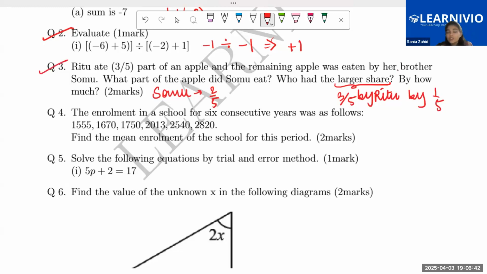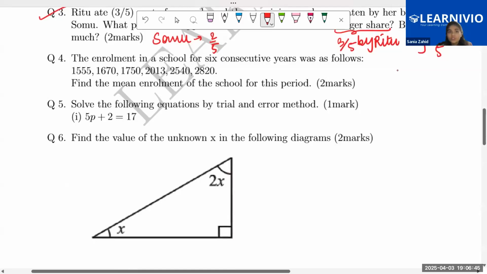Then question number 4, the enrollment in a school for 6 consecutive years was as follows. Pavan, like in the first year, how many students were enrolled? 1,555 students. Then 1,670 students. Then 1,750 students. Then 2,013 students. 2,540 students. Finally, 2,820 students. So you have to calculate what is the mean enrollment of the school for this period.